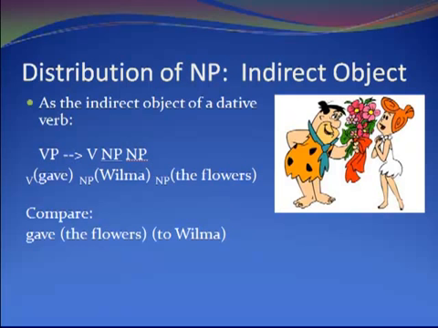Now we only find this with dative verbs, so verbs like give. Another one would be send. You can send someone flowers. You can throw someone flowers. You can hand someone flowers. But there's always a recipient, which is the indirect object, and a patient, the thing undergoing the action.